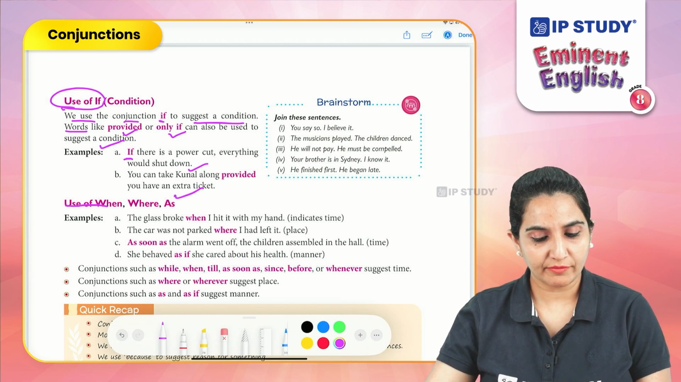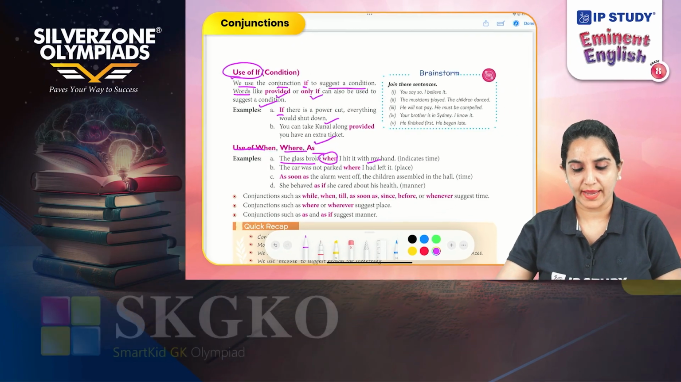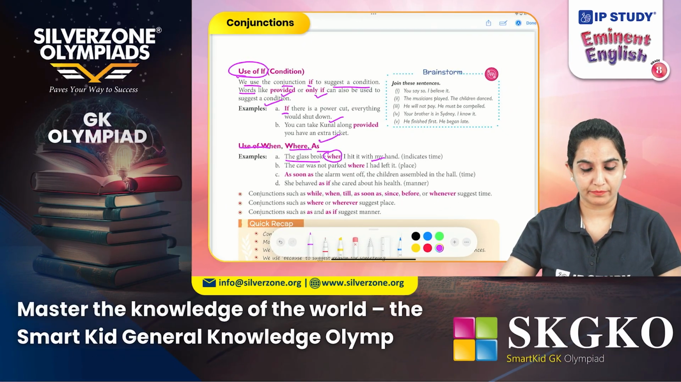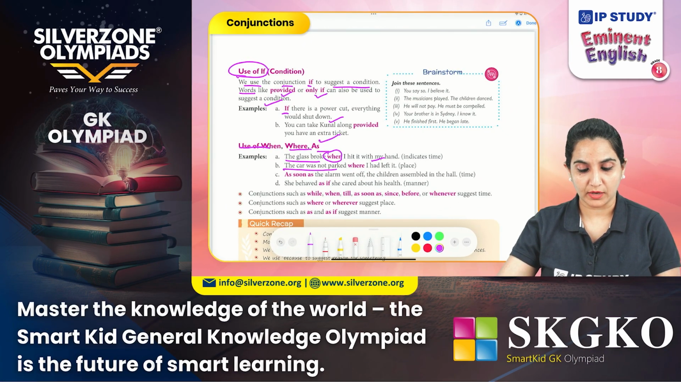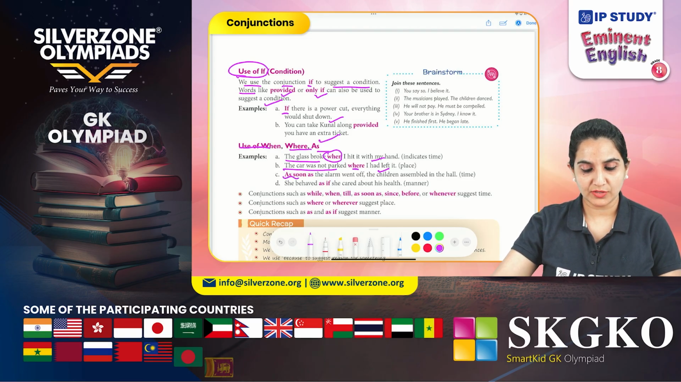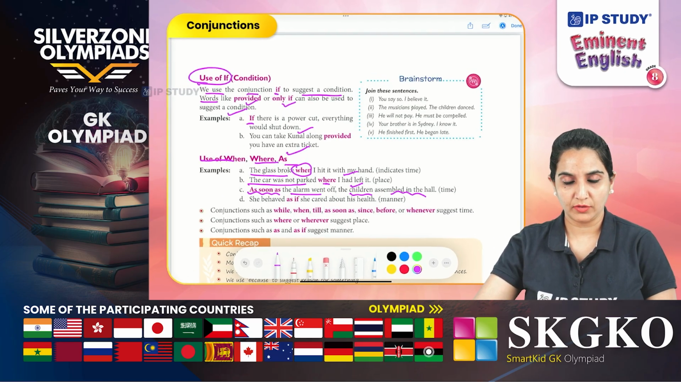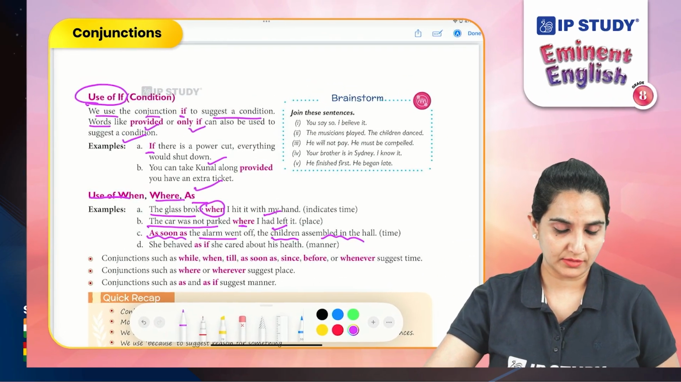Use of when, where, as. The glass broke when I hit it with my hand. It indicates the time. The car was not parked where I had left it. It indicates the place. As soon as the alarm went off, the children assembled in the hall. It also indicates the time.